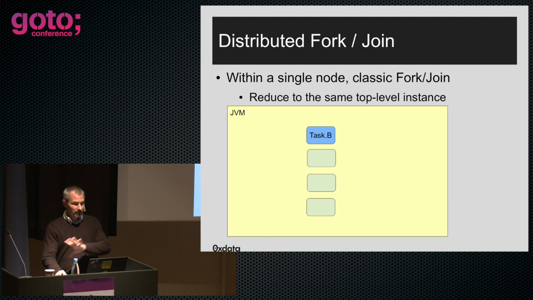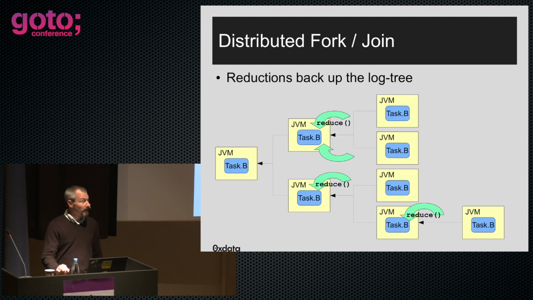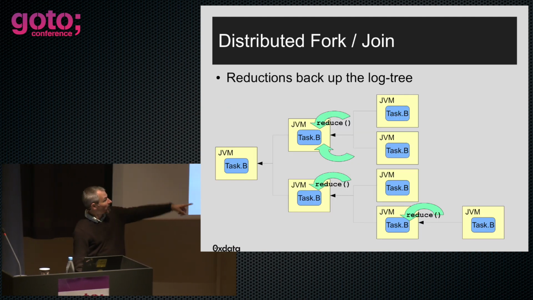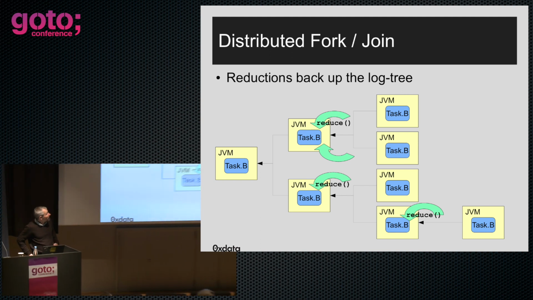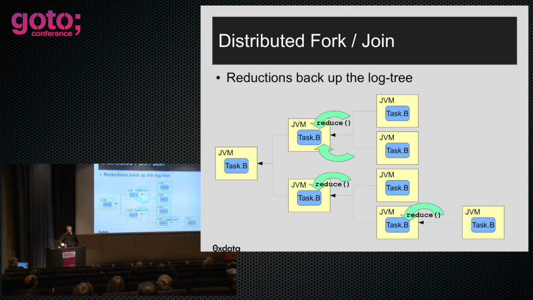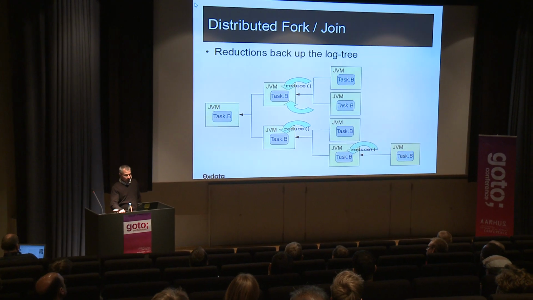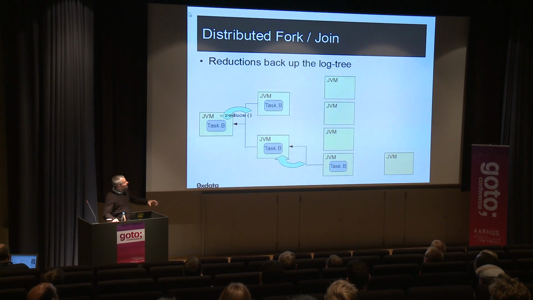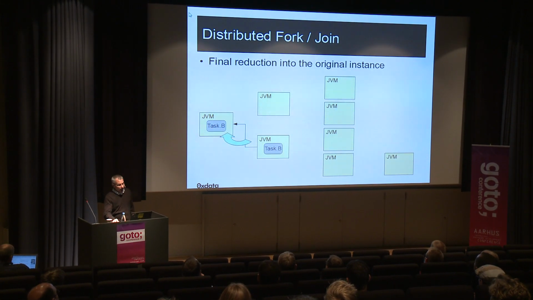Then you run the cluster-wide log tree in reverse, going backwards, where the poor fellow at the long end of the log tree on the right reduces up to his 1 friend, and the other 2 guys reduce to the friend they got their task from. In the next step, the reductions continue back through the cluster until you come down with the final reduction into the original instance, and it's done.